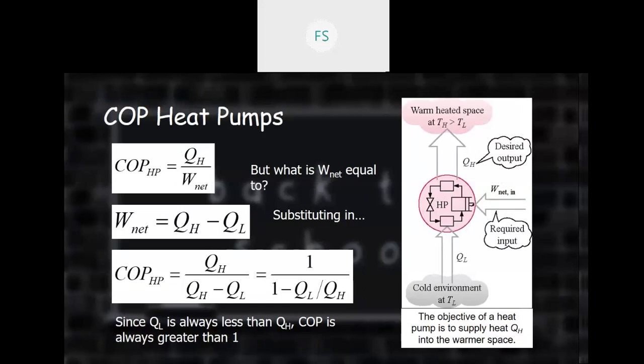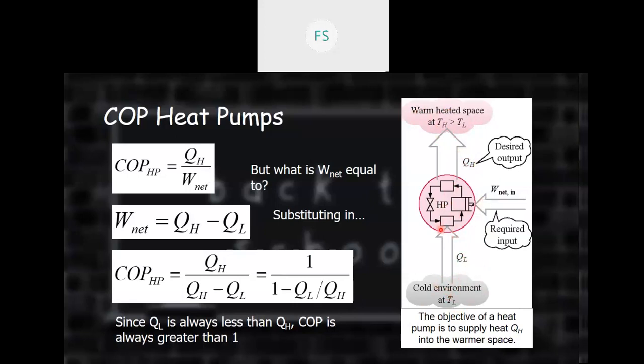Next is the COP of heat pumps. Again, we have to know the objective of the heat pump. The objective of the heat pump is to supply heat, or QH, into the warmer space. So from the schematic diagram here, this is our HP, the heat pump. The heat pump is used to supply QH in order to warm a space by absorbing QL from the cool environment.